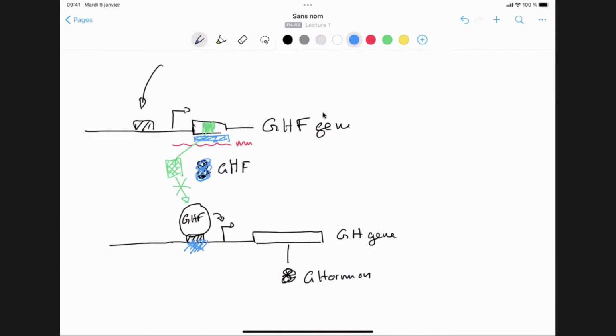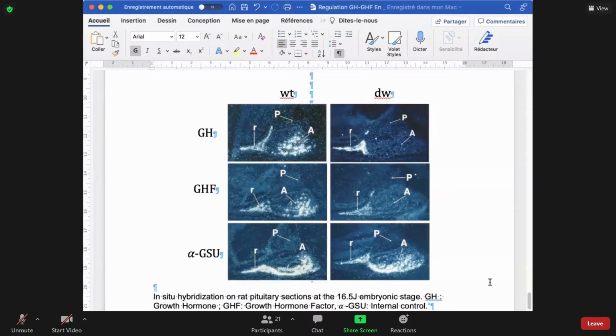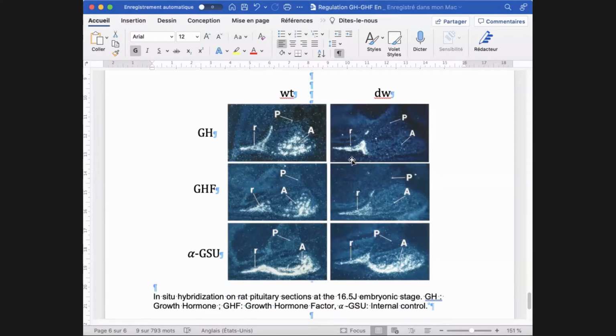So in the exercise, the 6 pictures are in situ hybridization on 2 different types of rats, normal rats and dwarfed rats, okay? And there is one in situ hybridization with GHF as a probe, and the other one is GH as a probe. So we're going to be able to see when GHF is expressed, if GH is expressed also. Okay, so I shift back to the pictures of the in situ hybridization. So I explain you how to read that.